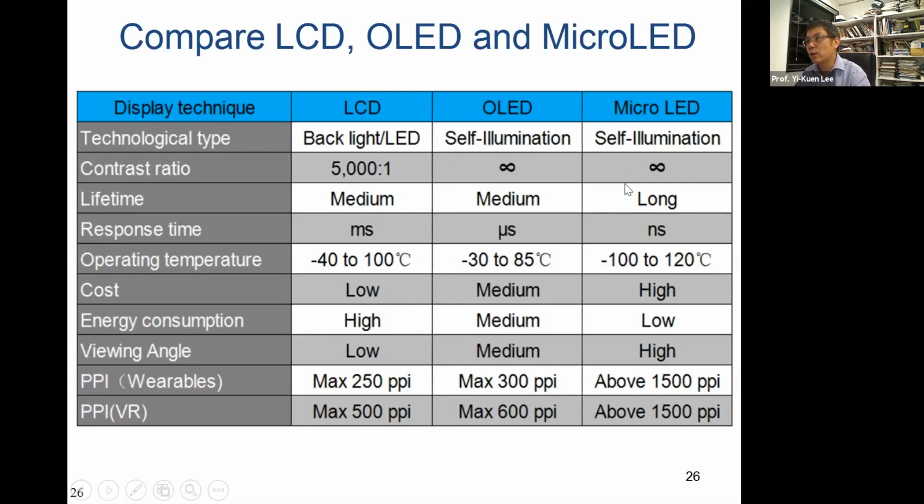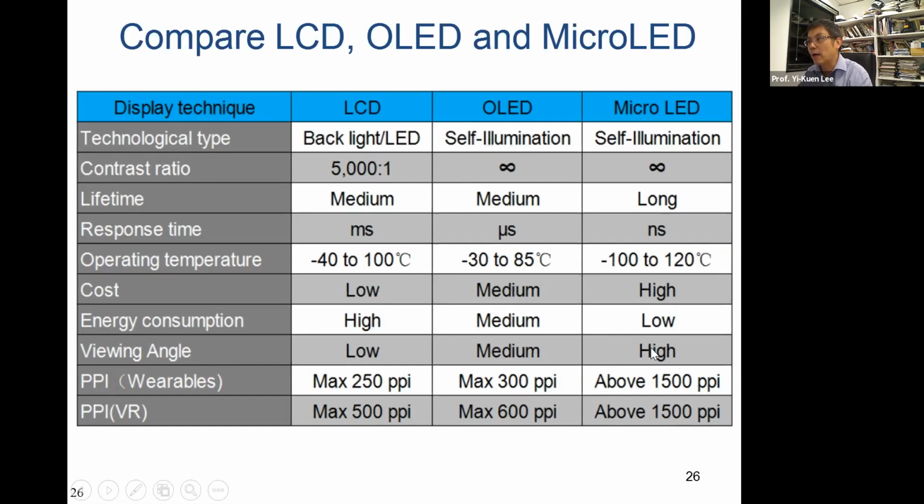And then constant ratio is good, write time low, response time nanosecond, right? Cost, oh, it's still expensive. If you do mass production in the future, probably cheaper. And then power consumption, low. See, for all the mobile phone or wearable device, you need low power. So in this case, micro LED is much better than LCD and OLED.